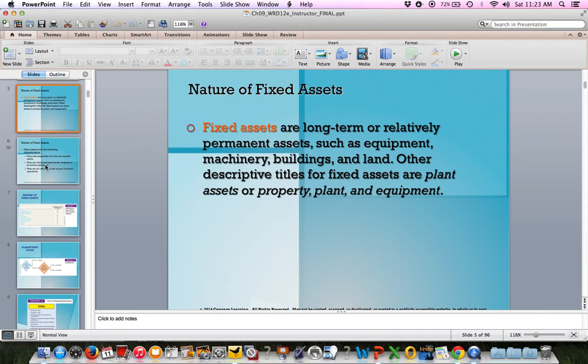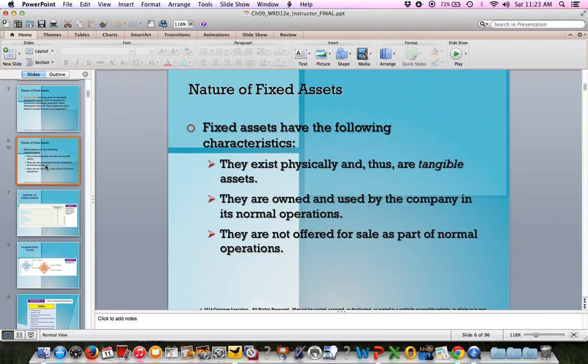Obviously a building, if they own it, a lot of equipment, furniture, computers will last a few years, vehicles, things like that. So they exist physically, they're tangible, you can see it, owned and used by the company in normal operations, and not offered for sale as a part of your operations. You're not in the business of buying and selling fixed assets. Obviously some businesses are, but we're accounting for a business from the perspective of they're in business doing something, but they have to own physical assets as a part of running their business.